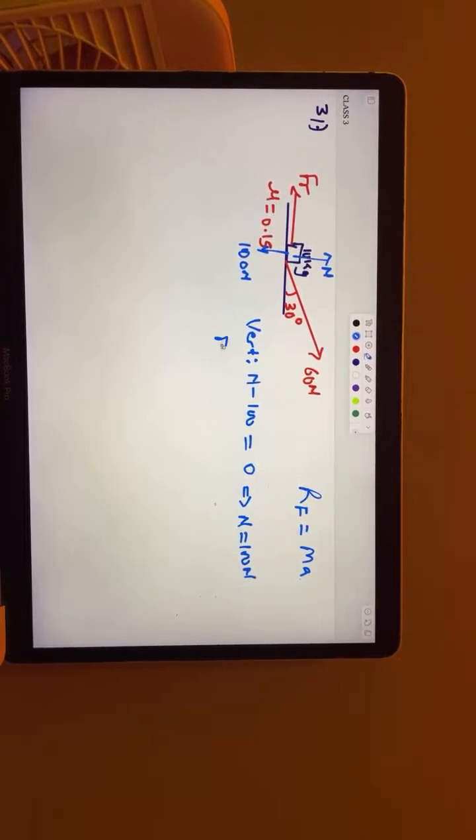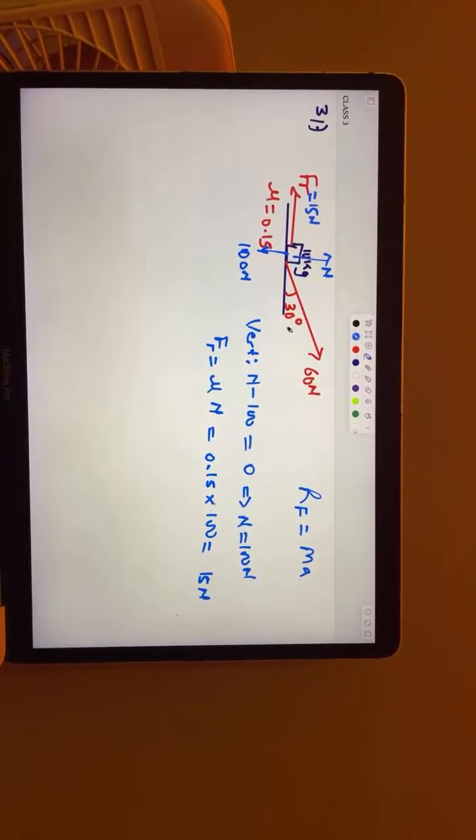So don't forget, frictional force is mu times normal reaction. Frictional force is mu times normal reaction. So in that case now, our mu is 0.15 multiplied by our normal reaction as we have gotten it, which is 100 newtons. So automatically when you multiply this, you have 15 newtons. So from this place, our FR equals 15 newtons.